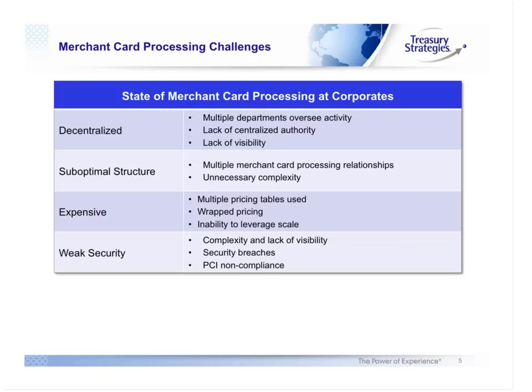Alternately, another one could have pass-through pricing where it's interchange plus a certain fee, but those fees can vary between the merchant card processors. You would have different merchant card processing systems and reporting mechanisms in place to track it. And all of this can lead to an expensive structure. We have multiple pricing tables being used, wrap pricing, and an inability to leverage the scale.